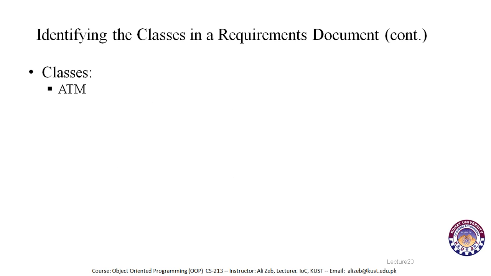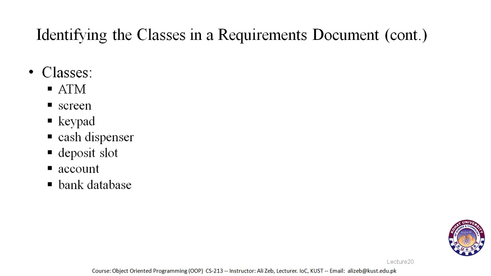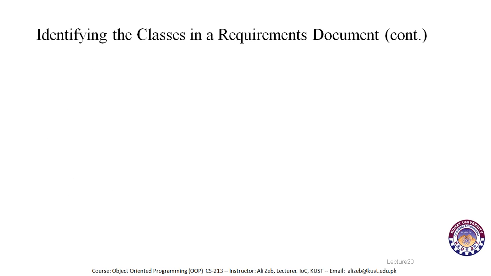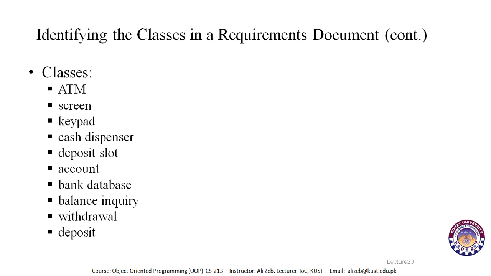We can, for example, brainstorm some of the main classes that our system will require. One of them will be the ATM, the screen, the keypad, the cash dispenser, a deposit slot, account, bank database, balance inquiry, withdrawal, deposit. These can be our potential classes. If we count, we have identified at an initial stage that we will have 11 classes in our proposed simulation of the ATM machine.